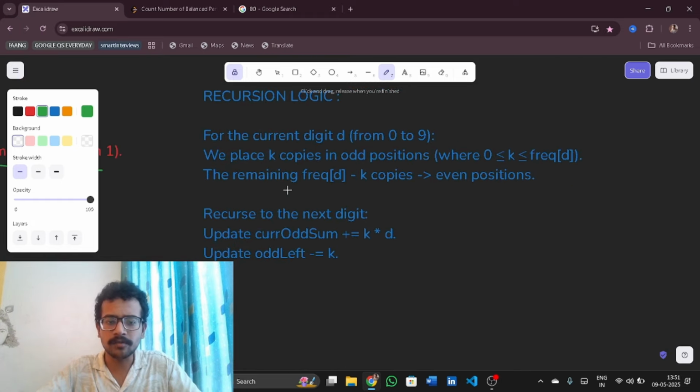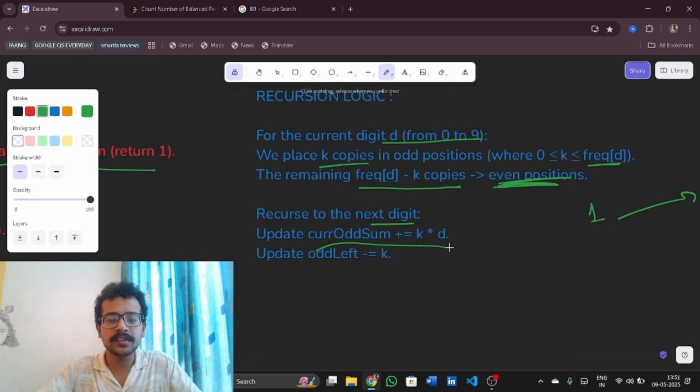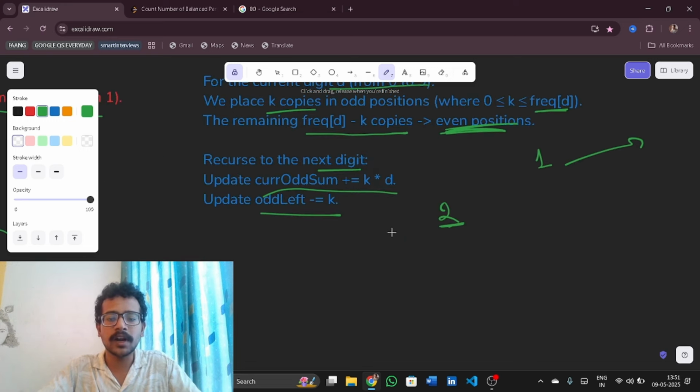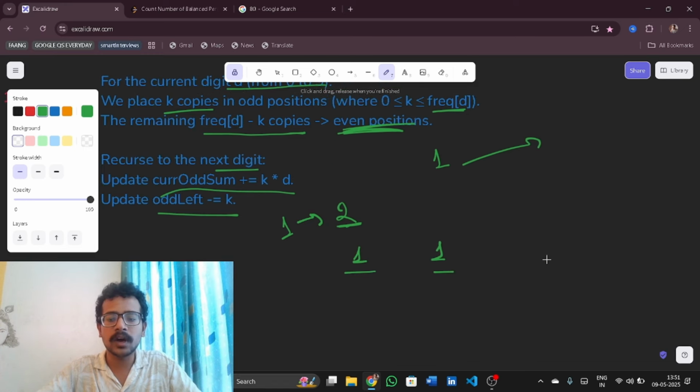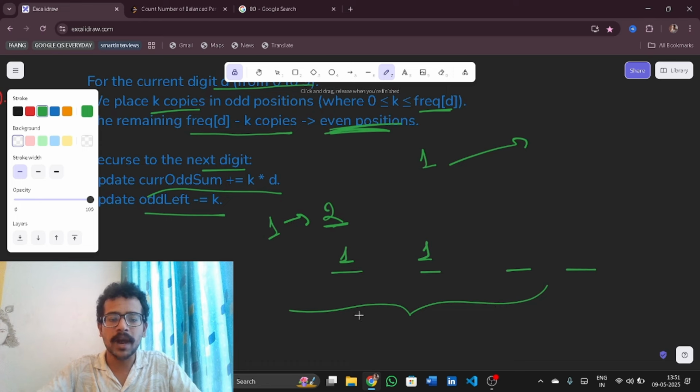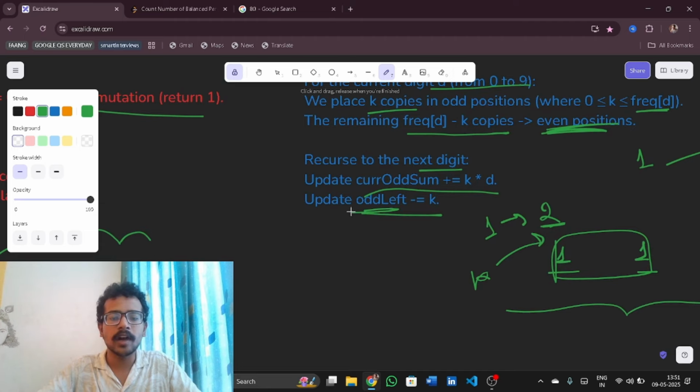Now the recursion logic will be: for current digit d from 0 to 9 we place k copies. As I said, k copies is nothing but 1 and so on, up to the frequency of d. Remaining is frequency of d minus k copies, which we place in the even positions. Now recurse to the next digit. Current odd sum plus equals k times d. Update odd left minus equals k. That means if one is present 2 times and I have placed it in odd indices 2 times, then the remaining odd indices left are total minus k. So odd left minus k.